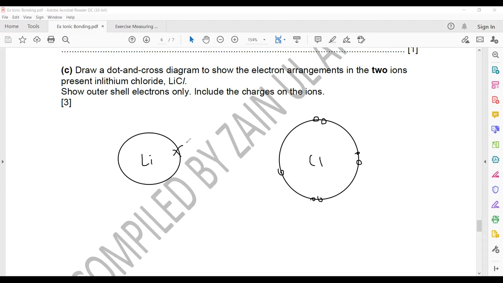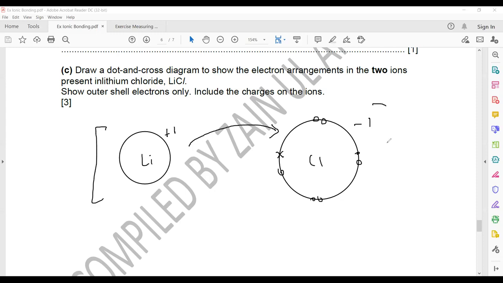Now what happens? Lithium will lose an electron and chlorine will gain it. When lithium loses its electron, there is no electron left in the outer shell of lithium, so the charge on lithium will be +1. And chlorine gains that electron, so the charge on chlorine will be -1. Is it clear? This is the ionic structure of lithium chloride.